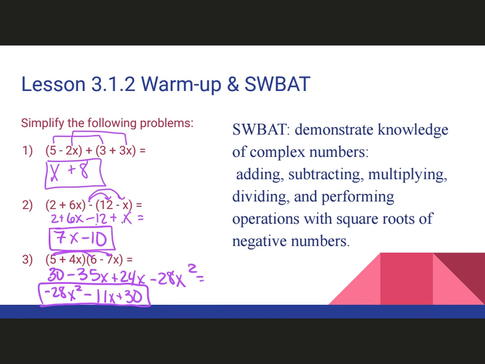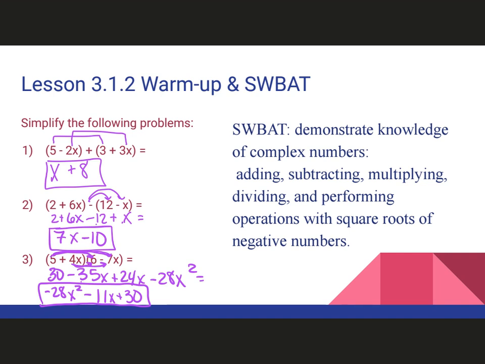And then number 3, when you're multiplying two terms times two terms, you're going to multiply every value times everything. So I always start with the 5, and you distribute it to the 6 and the negative 7x. So 5 times 6 is 30. 5 times negative 7x is negative 35x. And then I work with the 4x. I do 4x times 6, which is 24x, and 4x times negative 7x, which is negative 28x squared.